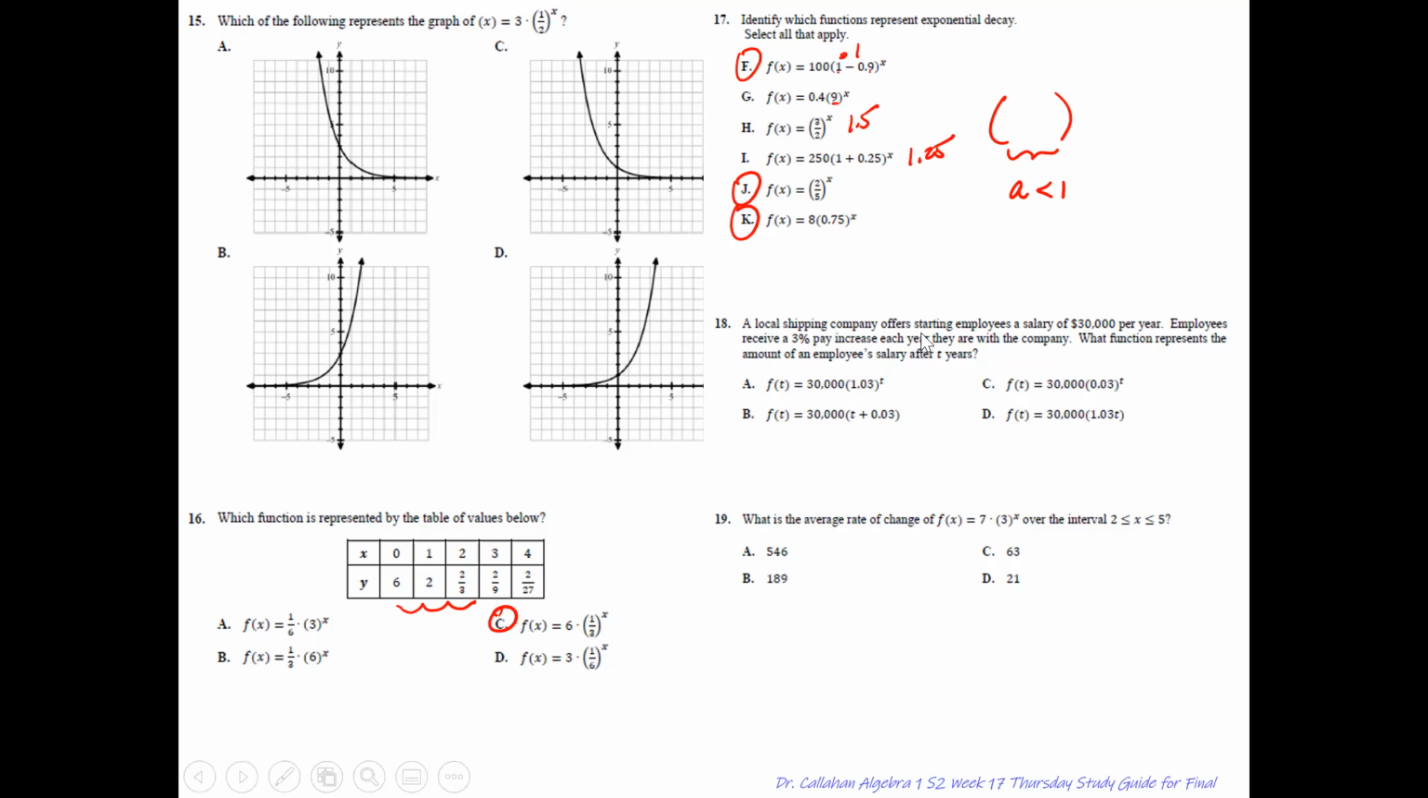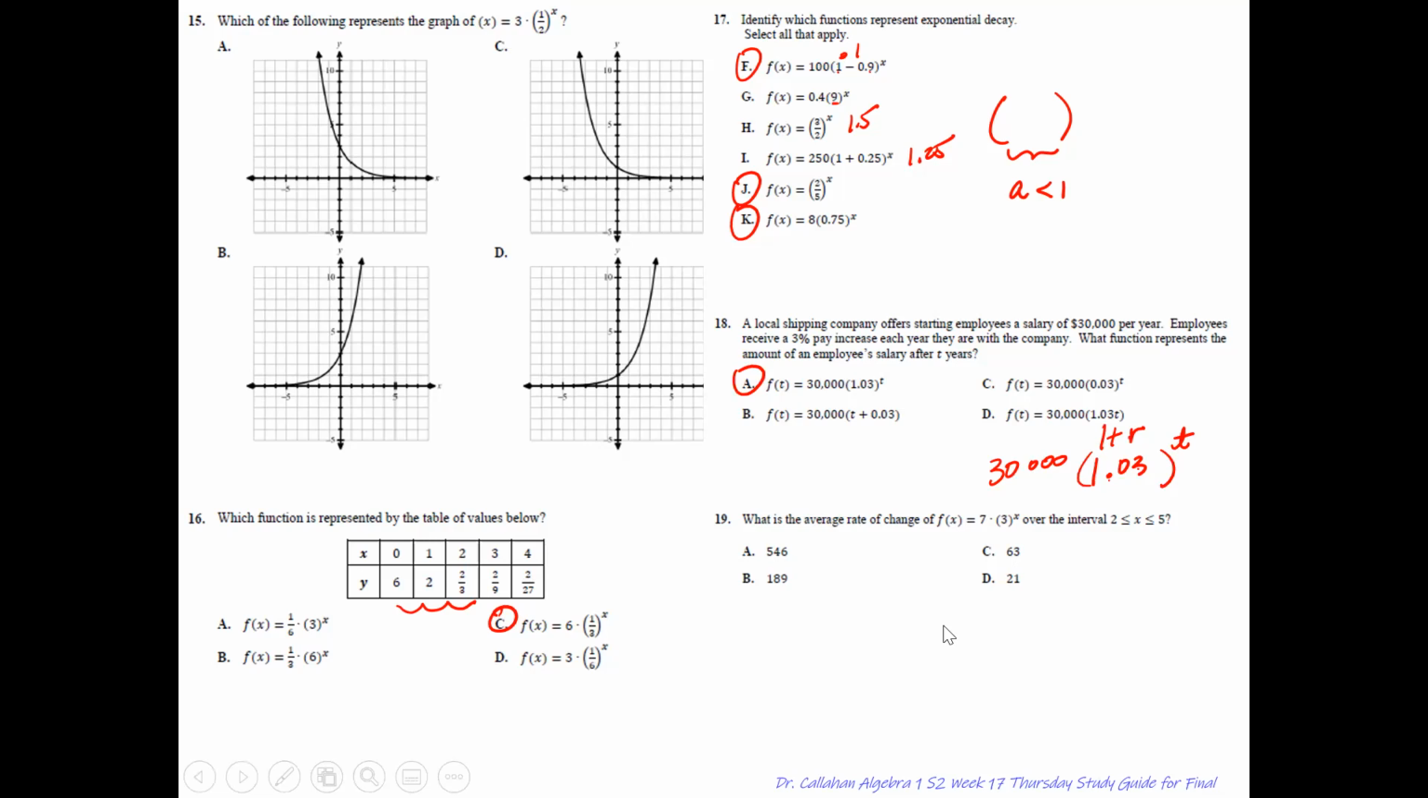Okay, a local shipping company offers starting employees a salary of $30,000 per year. Employees receive a 3% pay increase each year they are with the company. What function represents the amount of an employee's salary after t years? You're starting out at 30,000, and then you have a 0.03 increase each year. You have to have a 1, so it's 1 plus the rate that it is increasing. So then it would be A right here.